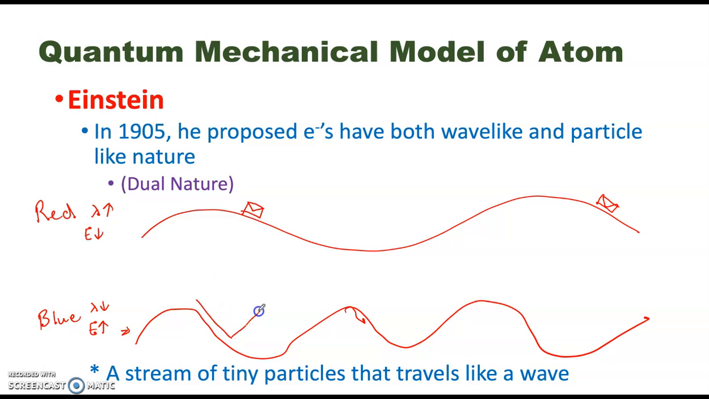Blue light is shorter, even though it's shorter wavelength, it carries bigger packages of energy. So you can think of blue light delivering these big packets of energy. Red light delivers these little packets.